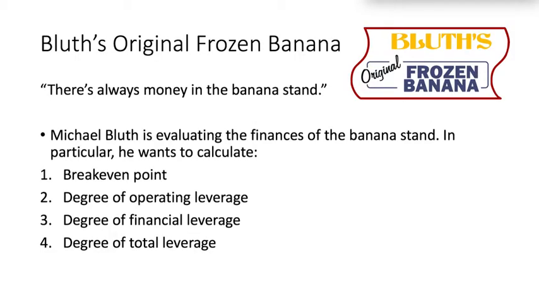So we're going to continue the example from chapter 11, about the Bluth's frozen banana stand. So Michael Bluth, who's the main character of the show Arrested Development, is evaluating the finances of the banana stand, and in particular, he wants to calculate the break-even point. So how many bananas do they have to sell before they become profitable?